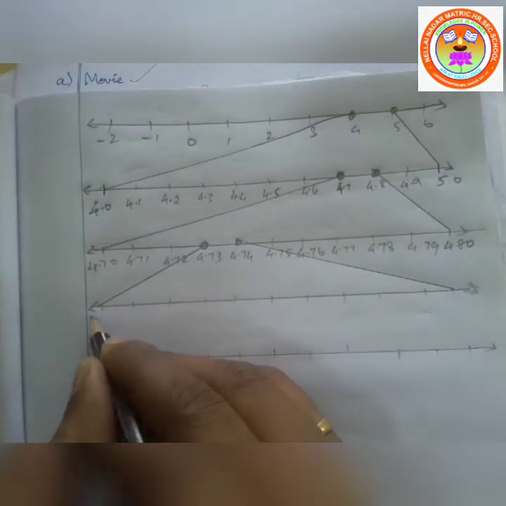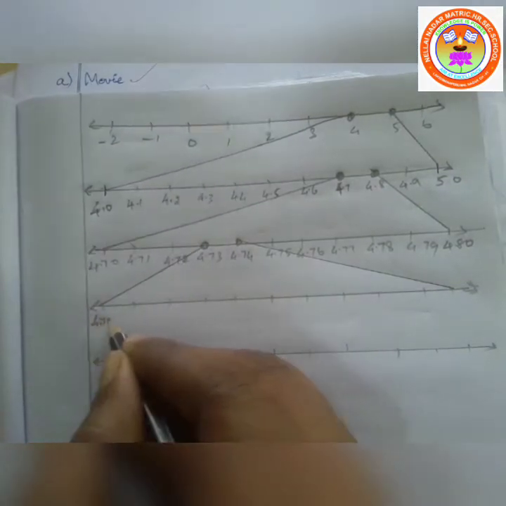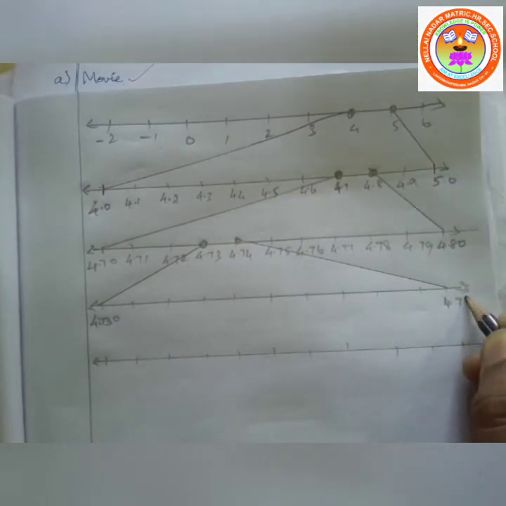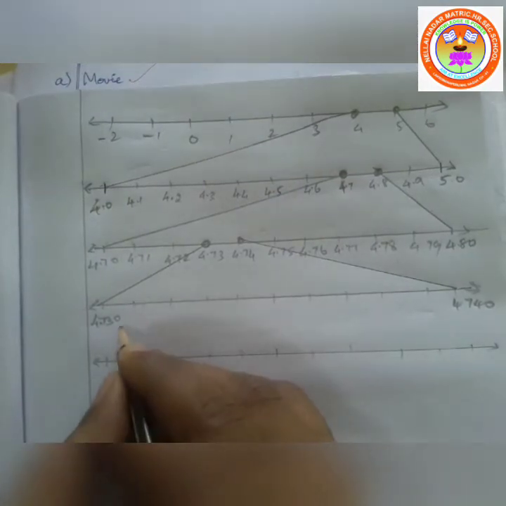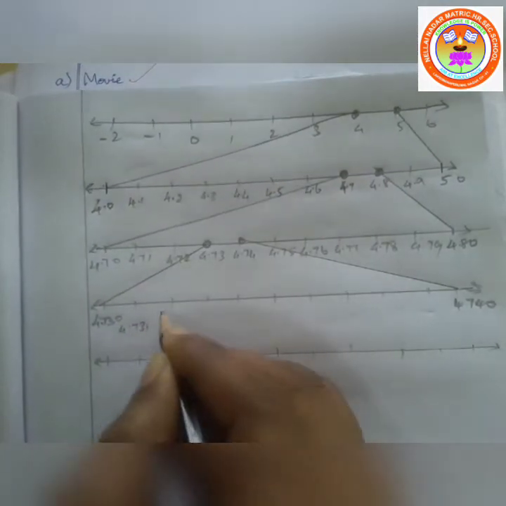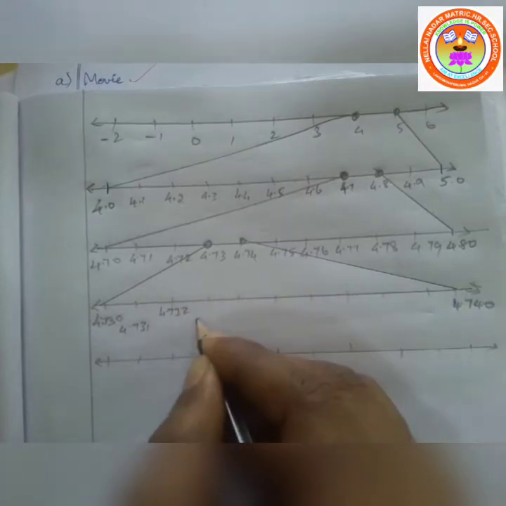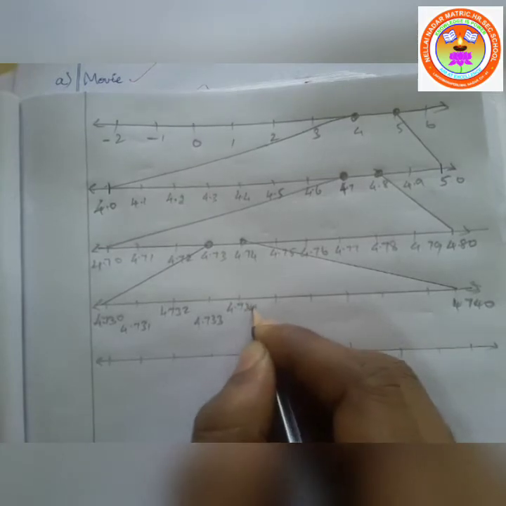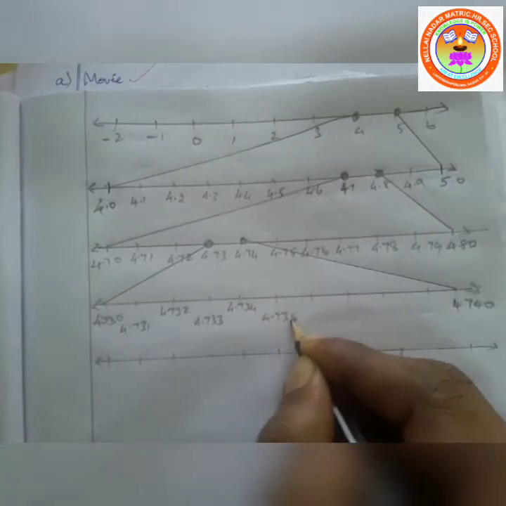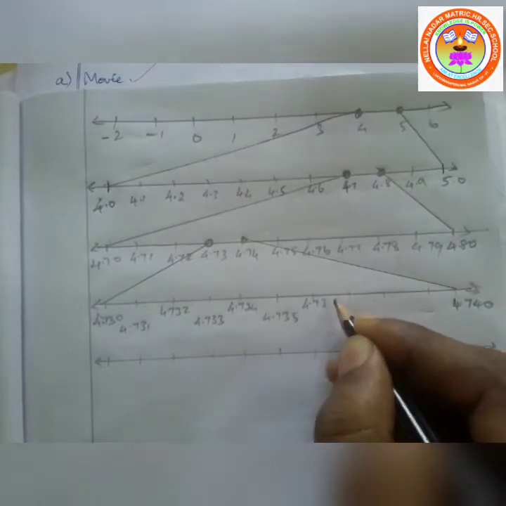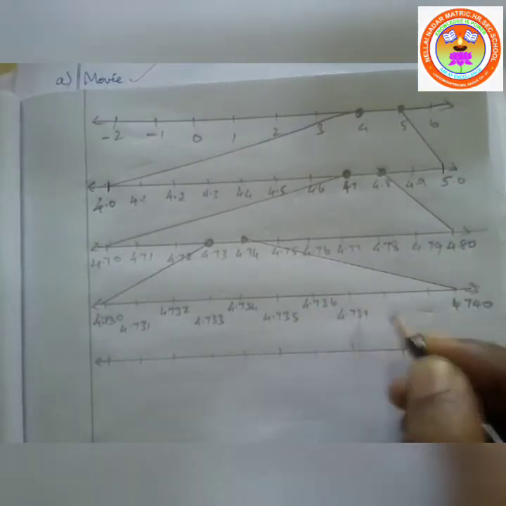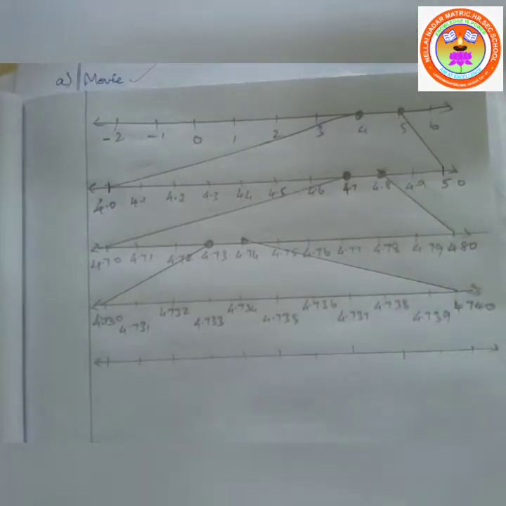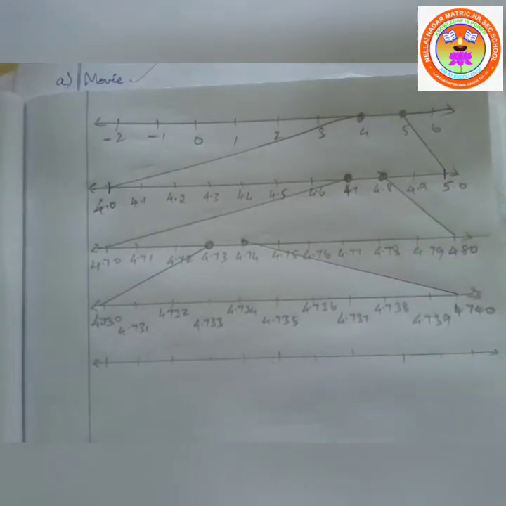So the first number will be 4.730. The last number will be 4.740. What will be the middle numbers? Yeah, 4.731, 4.732, 4.733, 4.734, 4.735, 4.736, 4.737, 4.738, 4.739. The next number is 4.740.